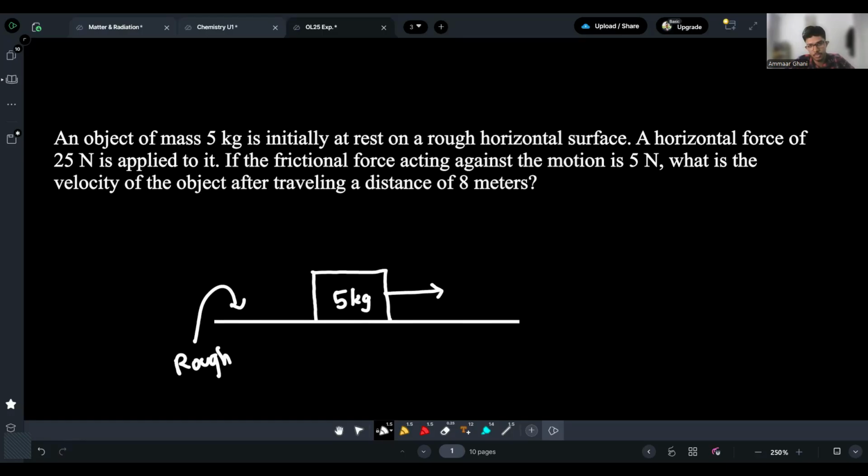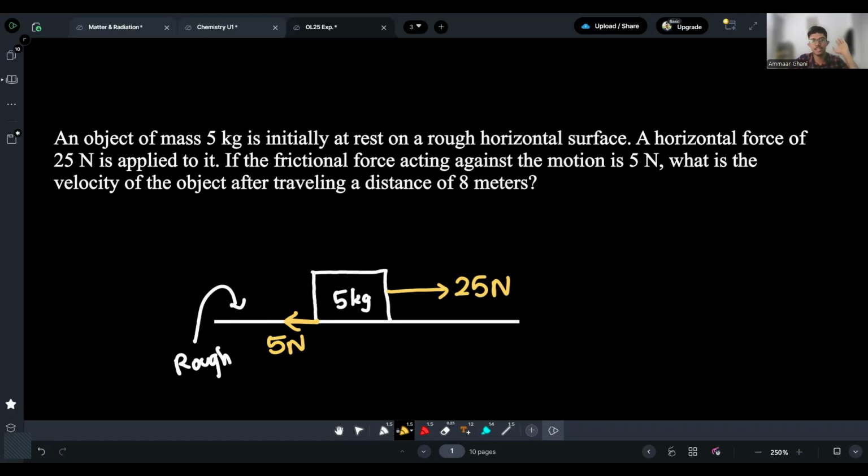Then they tell a horizontal force of 25 Newton is applied to it. Let me mark the forces using a different color. A horizontal force of 25 Newton is applied to it, if the frictional force acting against the motion is 5 Newton. Now we know that the object moves in this direction and there's a frictional force acting against the motion, which is 5 Newton. So we can put a frictional force here, which acts against the motion, which is 5 Newton. They're asking, what is the velocity of the object after traveling a distance of 8 meters?